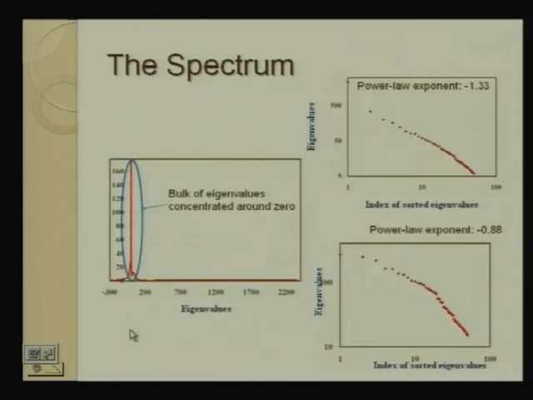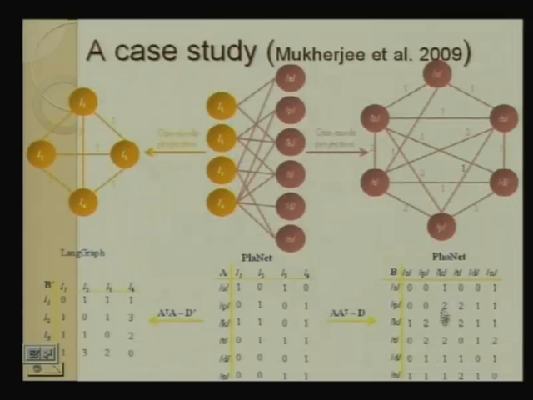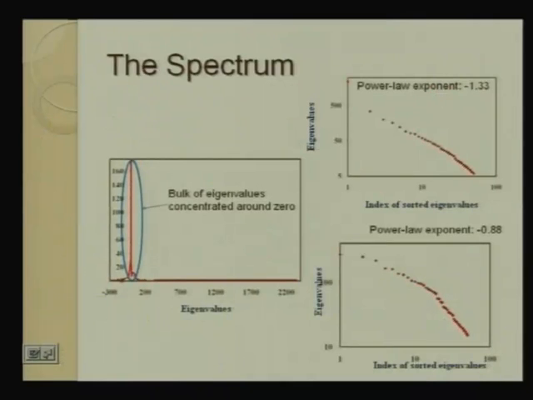So, what does this mean? This is for basically the A transpose matrix, this particular graph. So, it is a co-actor graph. The nodes are the actors and an edge represents how many movies two actors have acted in together. In this network we find that the bulk of these eigenvalues are 0, most of them are 0. What does it mean?